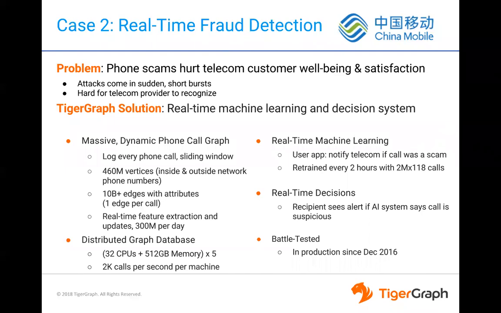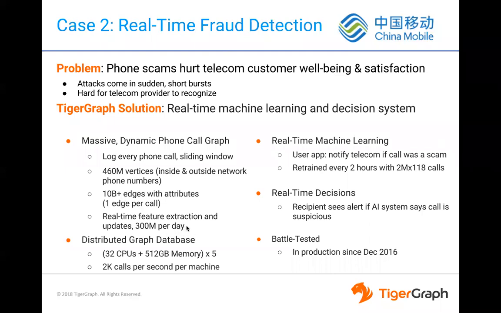So they came to us to see if we could provide some sort of solution to help them detect and take action on fraud. What we were able to help them implement is a real-time machine learning and decision system. This has a couple elements. First, they had to construct a graph of all their phone calls. So every single phone call is logged into this database, which requires real-time updates. They keep a sliding window of the past 1 or 2 months of phone calls. That constructs a database with about 10 billion edges, one edge per call.